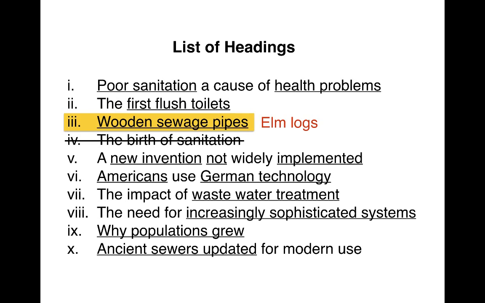Elm is a type of tree. Logs are pieces of wood. But let's check all the others. Was it about a new invention? Heading 5? No. Americans and German technology? No. Wastewater treatment? No. Increasingly sophisticated systems? No. Why populations grew? No. And ancient sewers updated? No. So the definite answer is heading 3, and we'll put that for paragraph C.